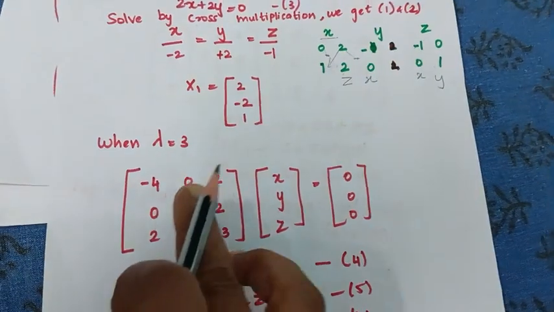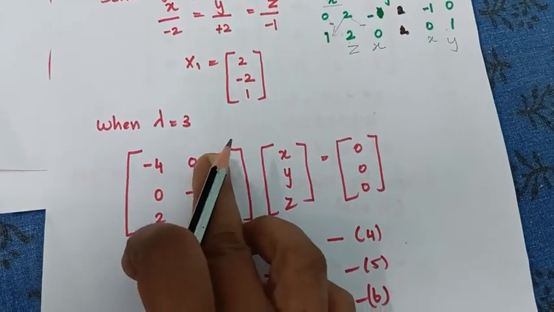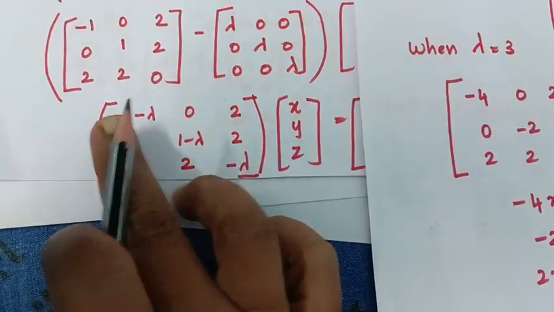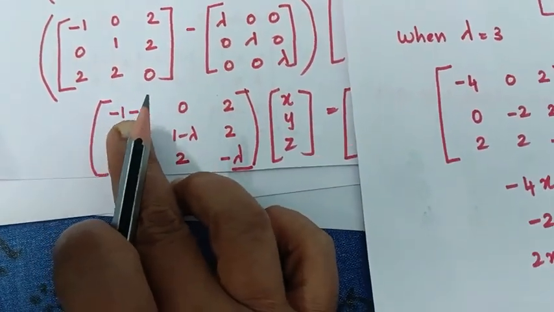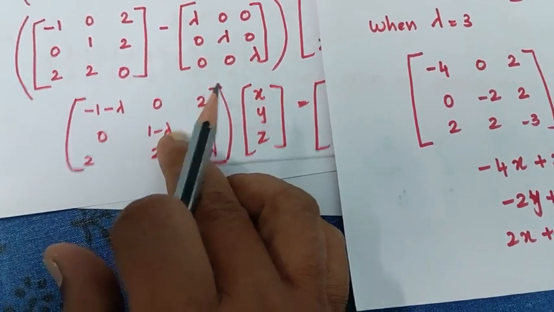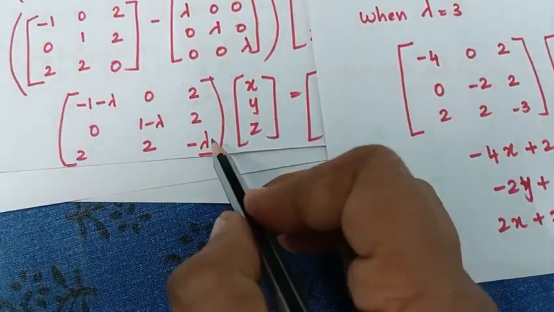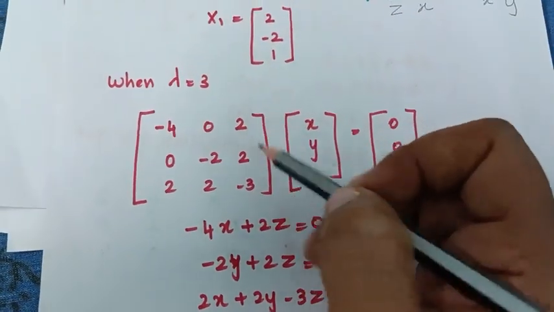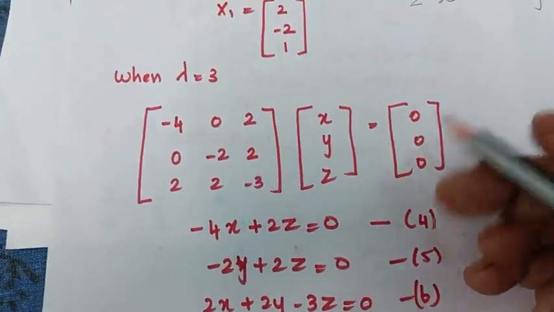So next you want to find the next eigenvector, that is for lambda equal to 3. When you are substituting lambda equal to 3 here, minus 1 minus 3 is minus 4. 1 minus 3 will be minus 2, and for minus lambda it is minus 3. So this is how you will reduce it, and you will get an equation like this.